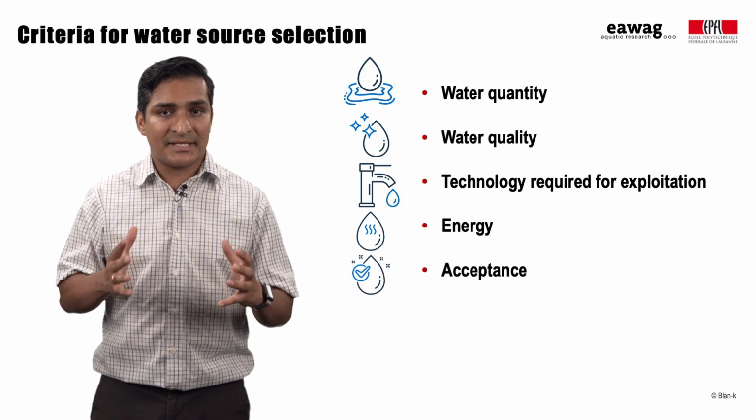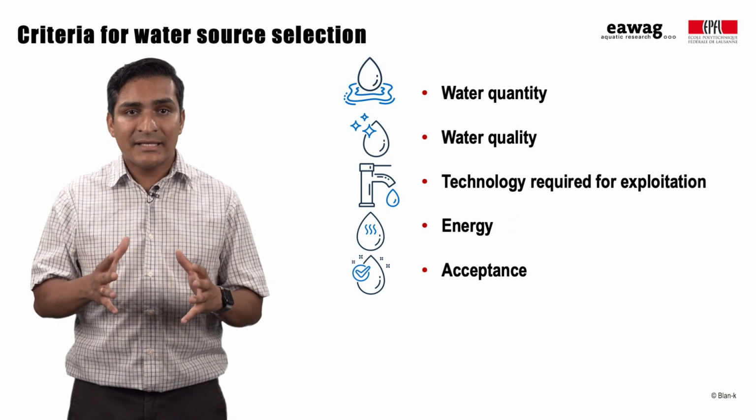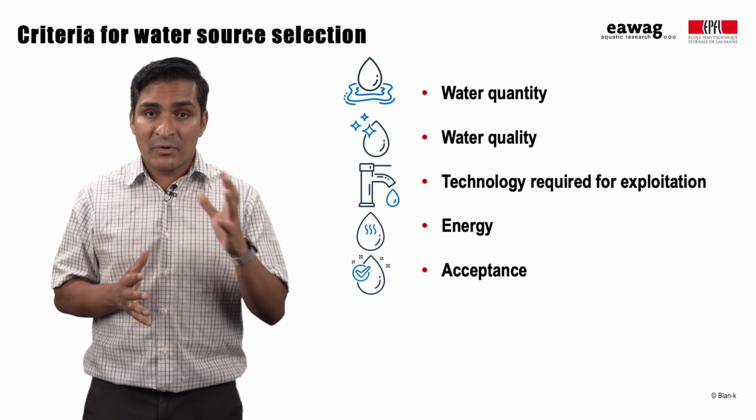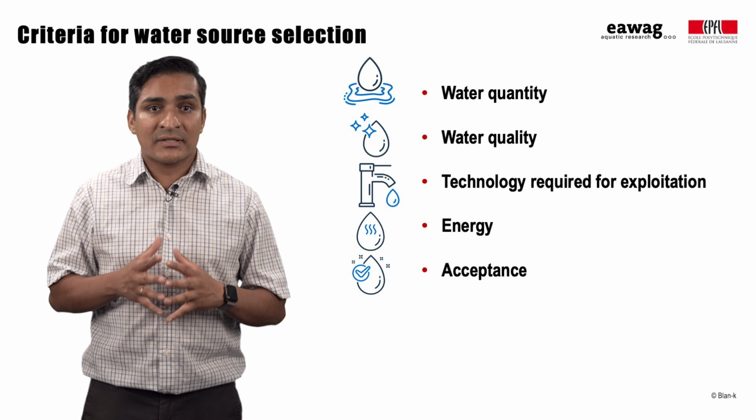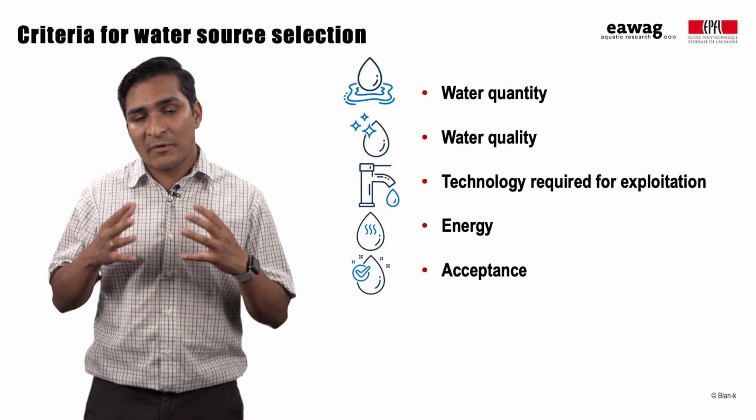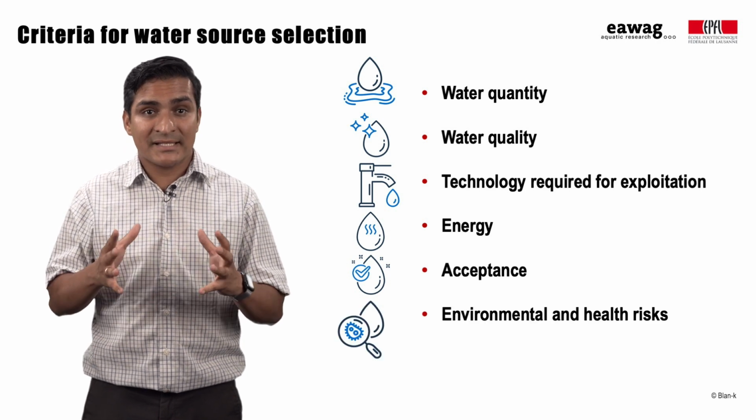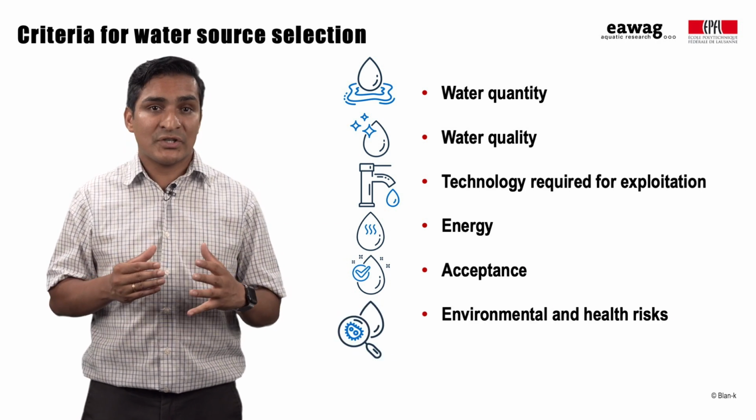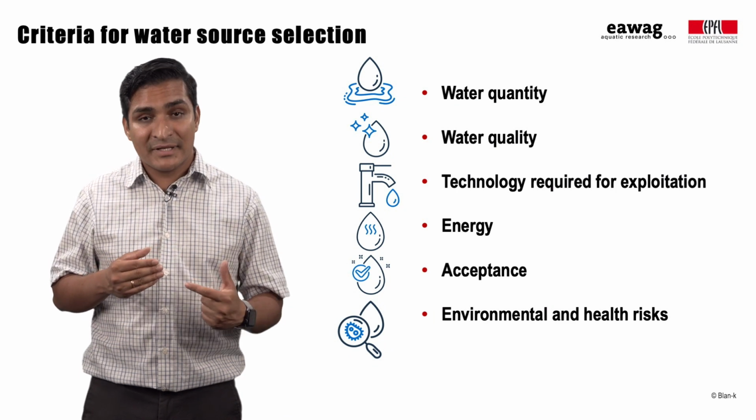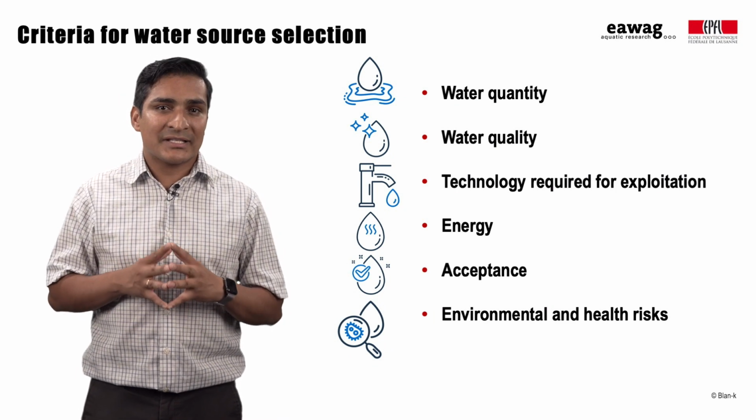In terms of acceptance, we have to know the legal and social rights around the water source and whether there are certain cultural preferences for water sources. And finally, we need to assess the impact of water source exploitation on population, environment, and ecosystems in its catchment. Now, let's look at each source's applicability for water supply system and advantages and disadvantages, starting with rainwater.